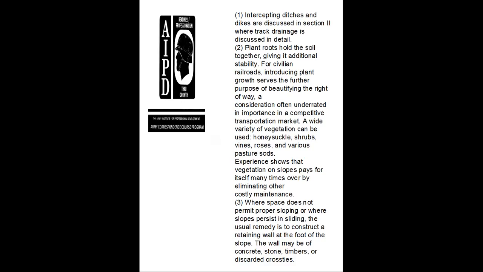Intercepting ditches and dikes are discussed in Section 2, where track drainage is discussed in detail. Planted roots hold the soil together, giving additional stability. For civilian railroads, introducing planted growth serves the further purpose of beautifying the right-of-way, a consideration often underrated in the competitive transportation market. A wide variety of vegetation can be used, such as honeysuckle, shrubs, vines, roses, and various pasture sods. Experience has shown that vegetated slopes pay for themselves many times over by eliminating other costs of maintenance.